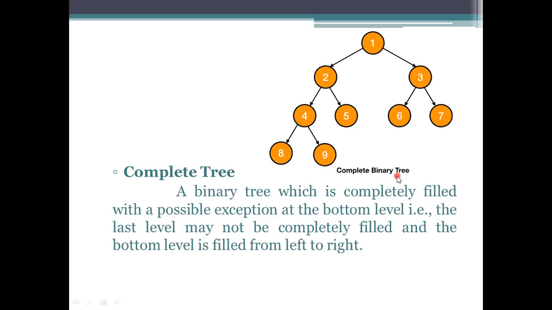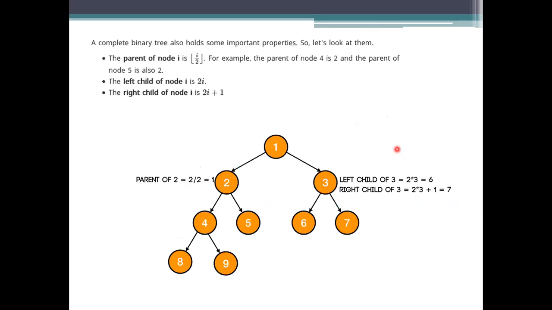Coming to the next one, the complete tree. For the complete tree representation, we need to process from left to right. The bottom level, the last level you are taking, has to be filled from left to right. Then it is considered a complete tree formation. The way we specify the complete tree is that the parent node has the element index i, the left child node is 2i, and the right child node is 2i plus 1.